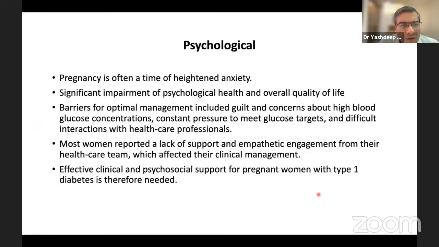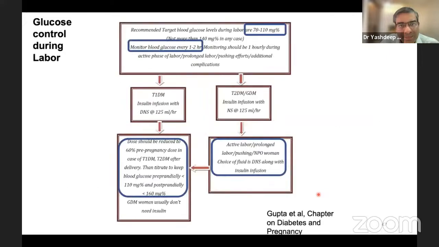Psychological issues: pregnancy is a state of heightened anxiety. There is a significant impairment of psychological health. Patients will feel some pressure in maintaining the blood glucose targets, and they feel there is a difficult interaction with healthcare professionals. So it is better to have a professional attitude, providing support and empathetic engagement with the healthcare team, which can reduce this sort of psychological issue. And this is important even in the non-pregnant state.